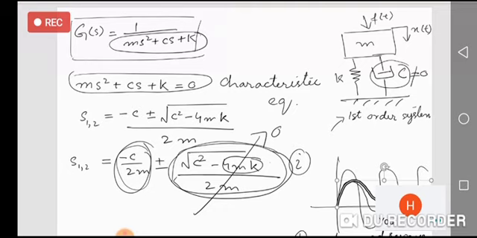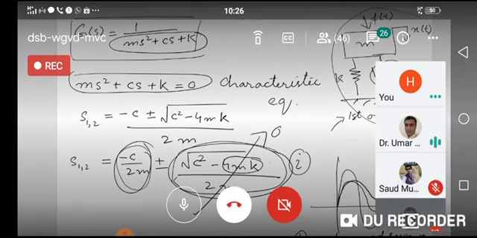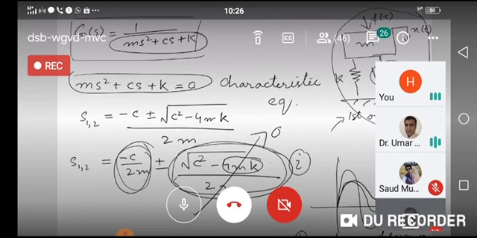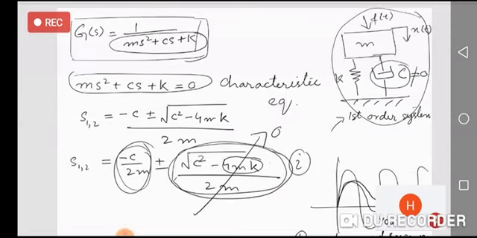We are discussing second order system, which is a spring mass damper system, and this spring mass damper system has a transfer function which is g of s is equal to 1 over ms square plus cs plus k. Since the denominator polynomial is of degree 2, s की power 2 है, therefore it's a second order transfer function.